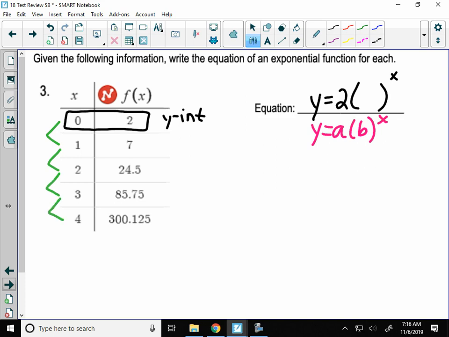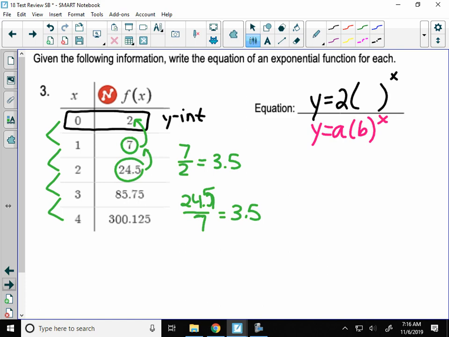So it's really easy to find the growth rate here because we did a trick back when we did this lesson. If the table is going up by 1, all you have to do to find the growth rate is to take your second y value here, 7, and divide it by the y value in front of it. And 7 divided by 2 is 3.5. Now you can check, is 24.5 divided by 7 also 3.5? It is. You can take my word for that there. But then that gives you your growth rate, 3.5. So that's a really quick one in order to find the equation of that exponential.